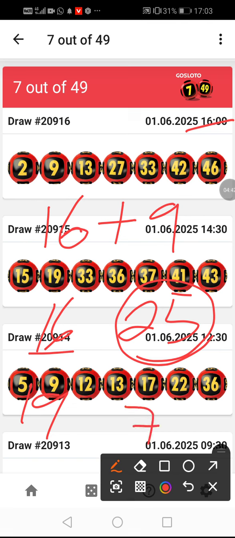So our first bankers for the next draw are 25, 16, 19, 7. Be careful, these guys might split one of these numbers, either 16 or 25, because the 19 will not drop.